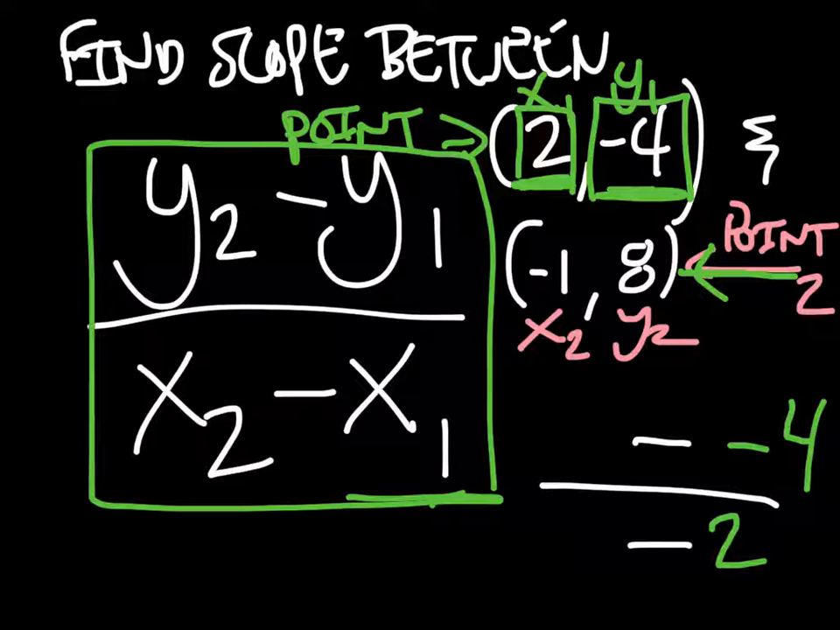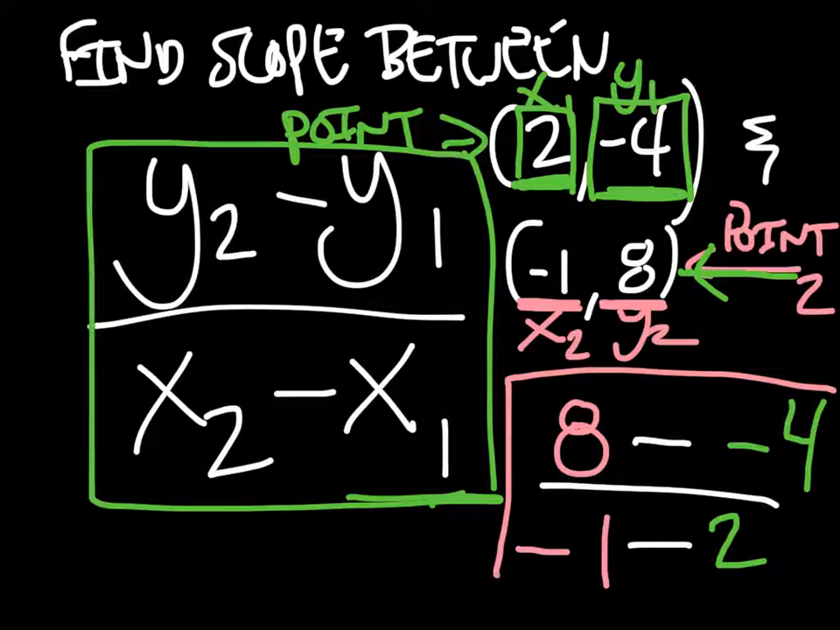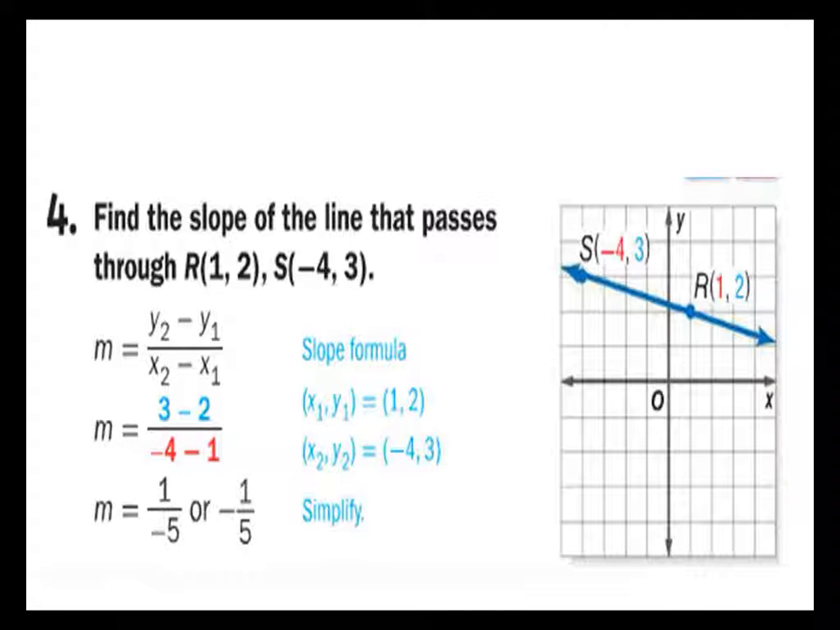Okay. Now let's look at point 2. I've got my x value. x2 goes bottom left, negative 1. Where does my y2 value go? Top left, 8. Then I just solve this, and this looks a lot like the bell work. Oh, yeah, just solve. All right, here's another example.